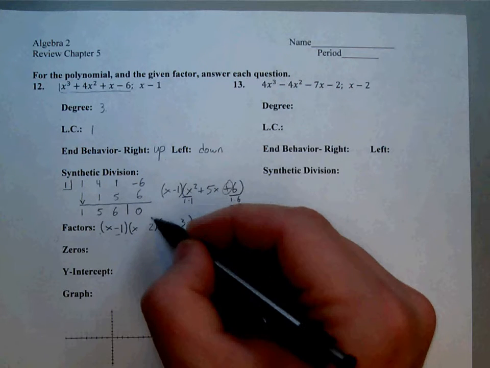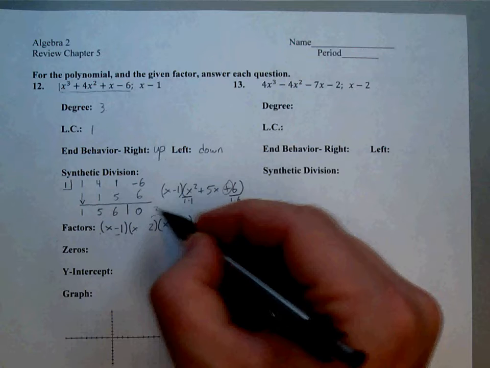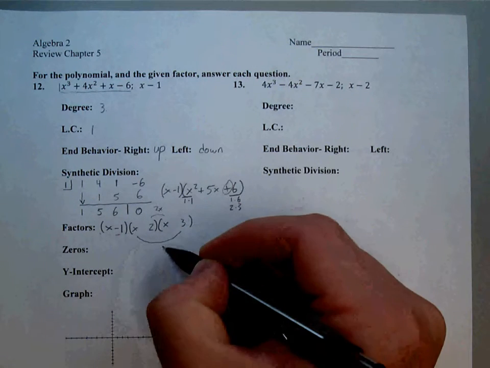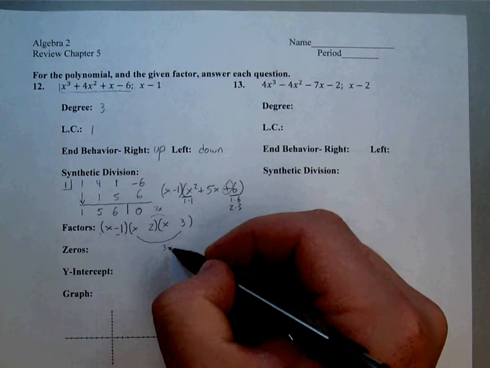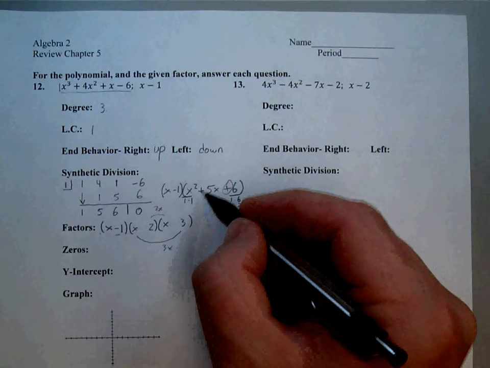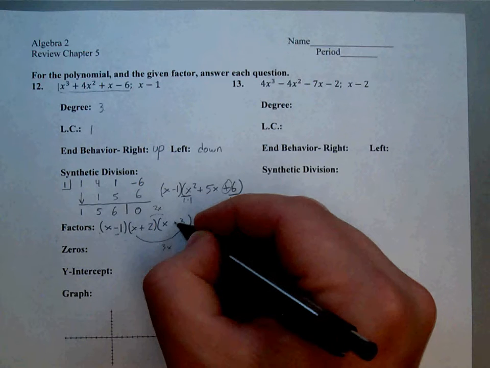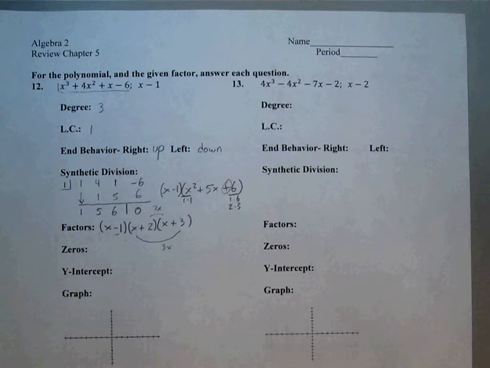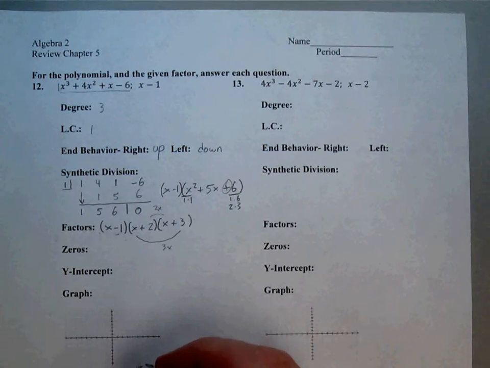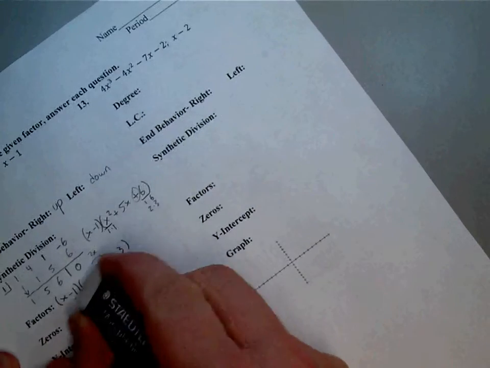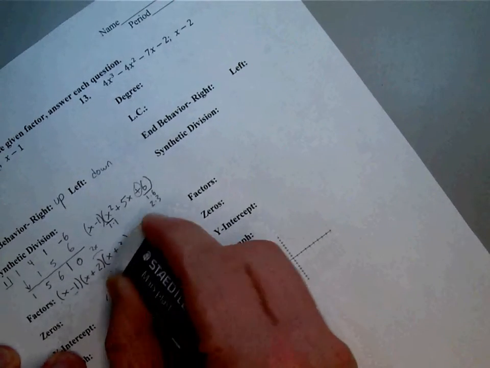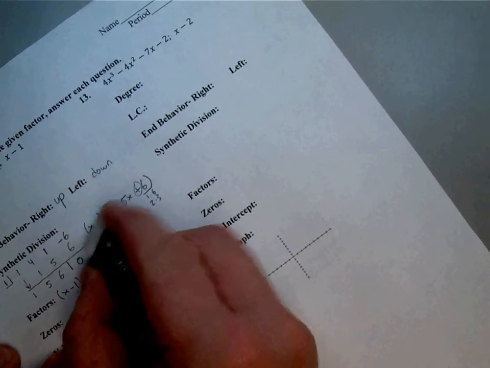When I multiply these inner two, 2 times x is 2x. The outer two, x times 3, that's 3x. 2x and 3x make 5x, that's what I wanted. I wanted a positive 5, so I wanted them both to be positive. We knew they had to have the same sign, so I now determined that they're both positive. So there's my factors, an x minus 1, an x plus 2, and an x plus 3. I might go back and erase these signs here so they don't get distracting. But that's how I got it.